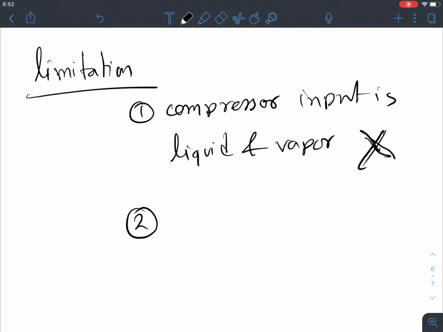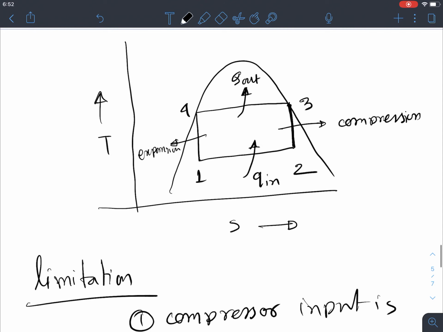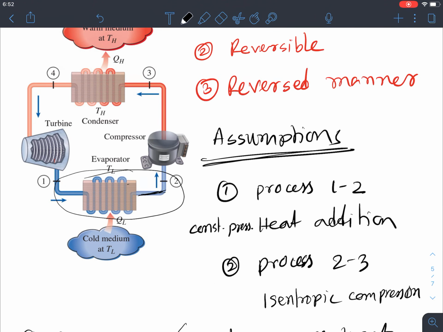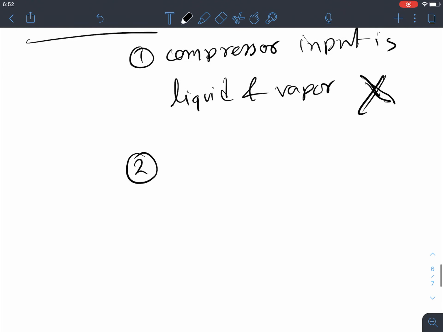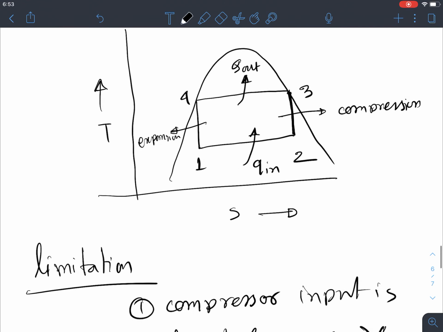And then number two limitation of this cycle is that the turbine is taking the gas and expanding it to the liquid. So there is a limitation when we put liquid in the turbine. When we expand the gas and it becomes liquid, that liquid also deteriorates the turbine blade, right? So that's one type of limitation, turbine blade limitation, right? Now what else are its other limitations?